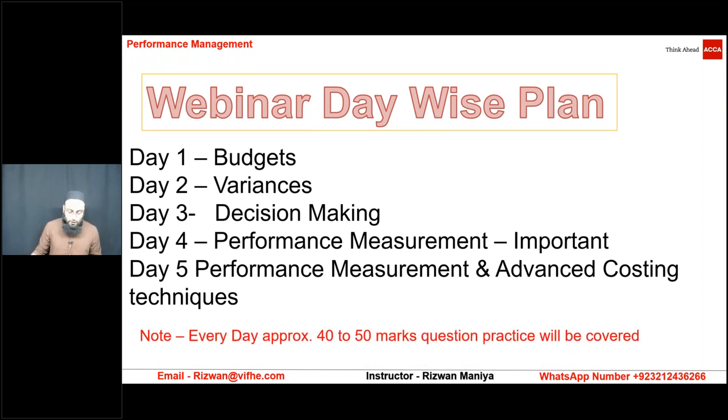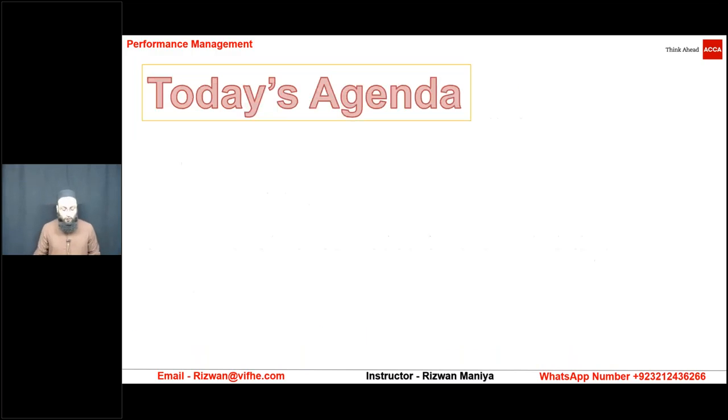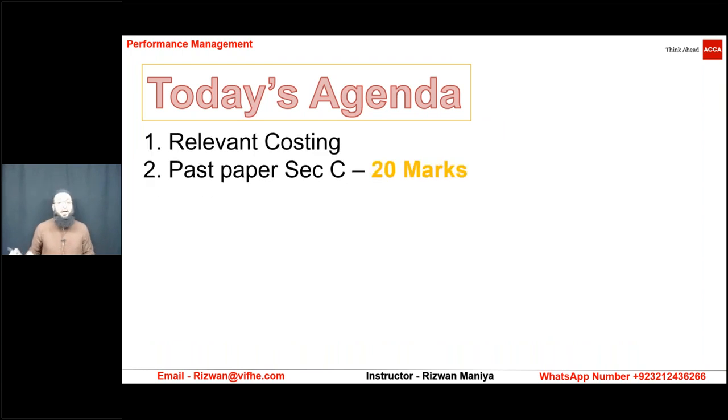Every day the plan is to solve 40 to 50 marks questions, and I try my best. Yesterday, we did some good practice. Today, we have another good plan, so let's move on. Today's agenda is about relevant costing, one of the crucial areas, one of the weak areas of students. Then we'll be doing section C, past paper, 20 marks.